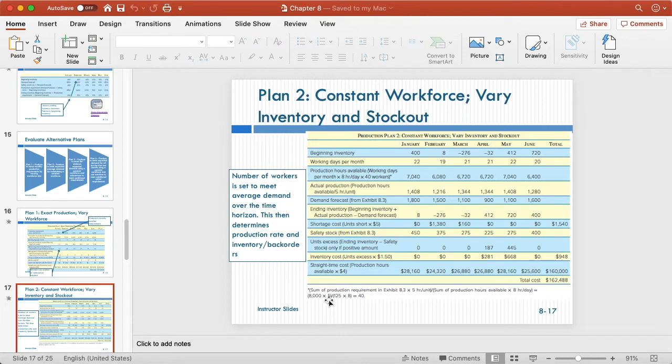Okay, and then we divide it by the working hours. What is the total working hours per worker during this period? How to get this? Think about this. In January, he works 22 days. In February, he works 19 days. In March, he works 21 days. How many working days in total will he work in this period? Very simple, you add all of them up.